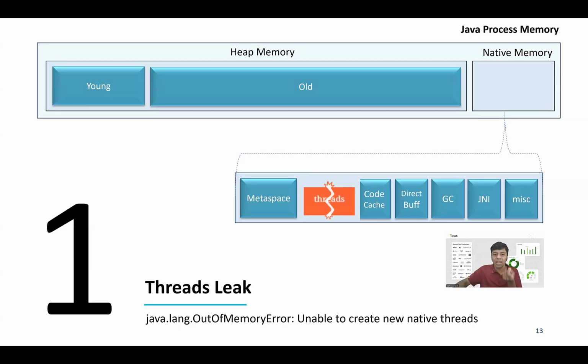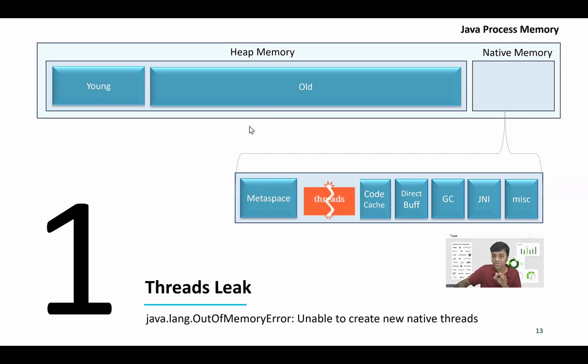When it happens, we are going to see our application confront out of memory error, unable to create new native threads. When this happens, what is the artifact that we need to troubleshoot? Will heap dump work? No, heap dump will not work, because heap dump is a snapshot of memory. What are the objects in memory? It's going to take that and then analyze it.